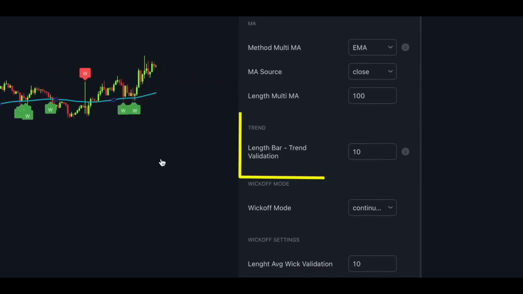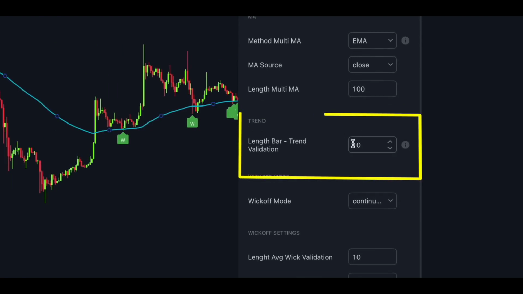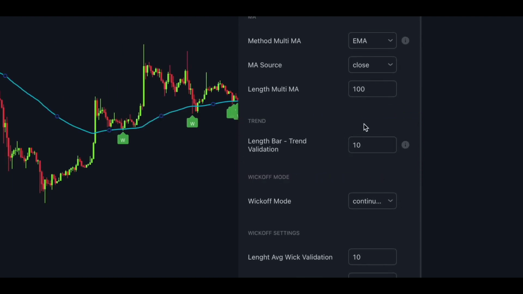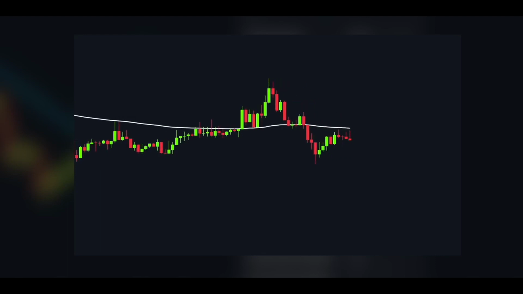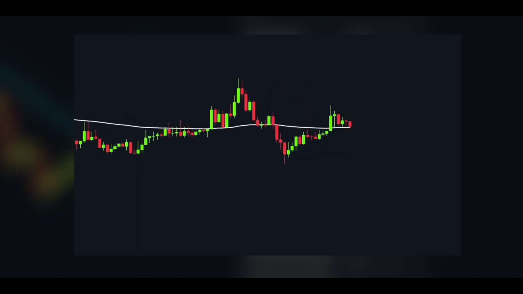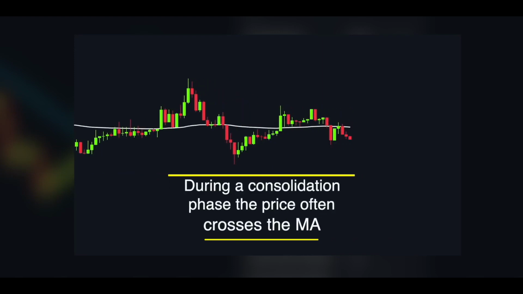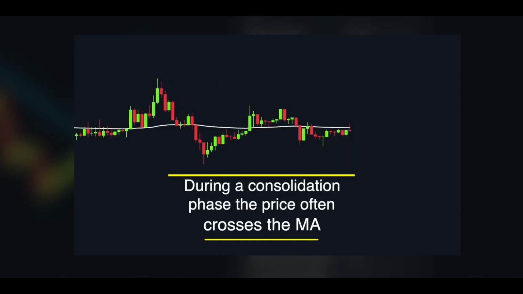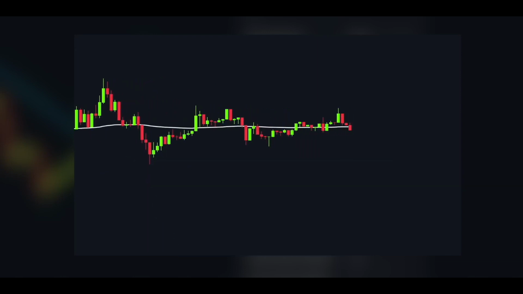The second block of indicator settings includes trend validation. This number defines how many bars are required to validate the trend after the price closes above or below the moving average. For example, when the market is compressing, it is always a smart idea to wait and not open a trade. During a consolidation phase, the price often crosses the moving average up and down. Candlesticks rarely stay above or below the moving average for long.